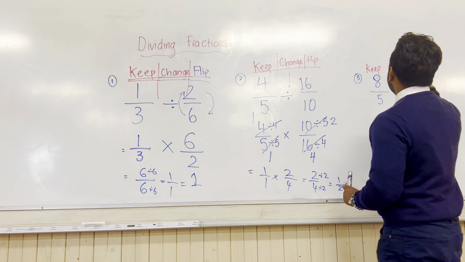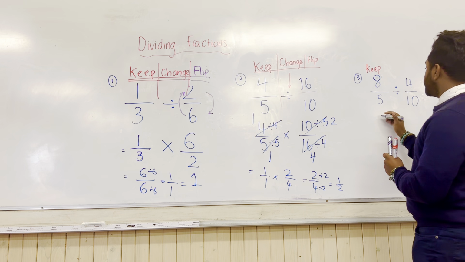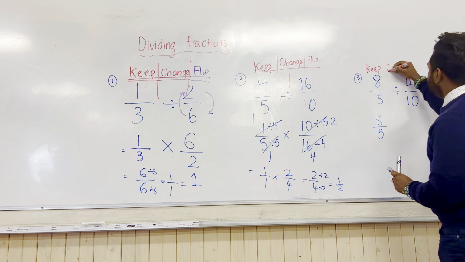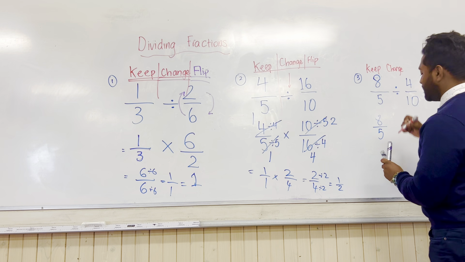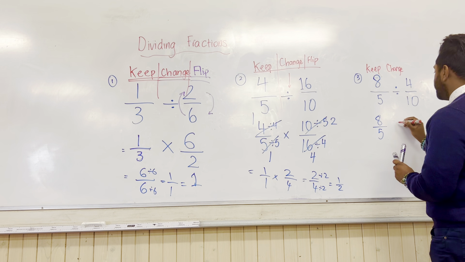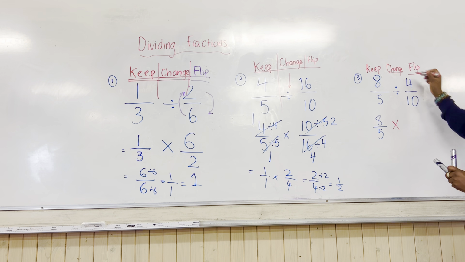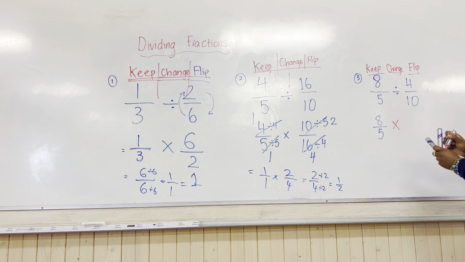This question, you're going to do the same thing. Keep. And so you're going to keep it the same, which is 8 over 5. Okay, and then you're going to change, which is going to change this division to a multiplication. And then the last step is flip. Okay, so you're going to essentially flip this, and the 10 is going to come to the top and the 4 is going to go to the bottom. Now you can cross simplify.